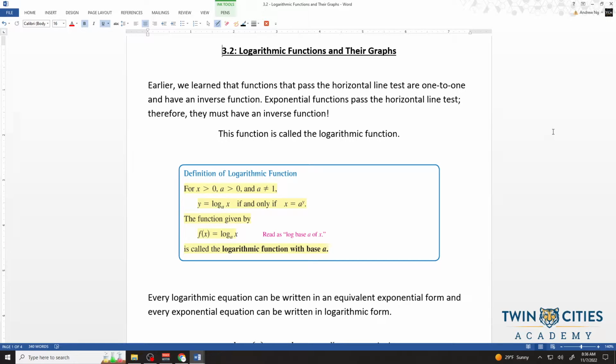Now, what's interesting here is that this logarithmic function, y equals log base a of x, if and only if x equals a to the y. So that means that we can actually translate a logarithmic function into an exponential function, as well as an exponential function back to a logarithmic function if we really wanted to. That's going to be helpful for solving some different problems that we've got.